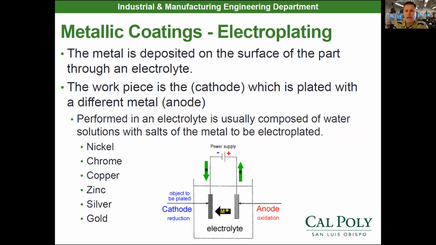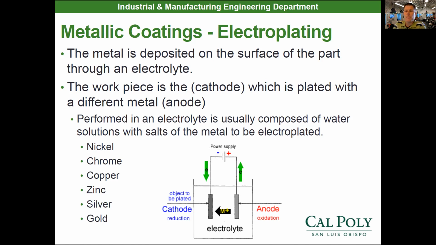And how you actually electroplate something, you need an anode and a cathode and an electrolyte, with your power supply. So you basically put the part in there, and the workpiece is the cathode, and it's plated with an anodic material. So we go ahead and negatively charge that workpiece, and then the positively charged anode ions start to come over and stick to the actual surface of the part.